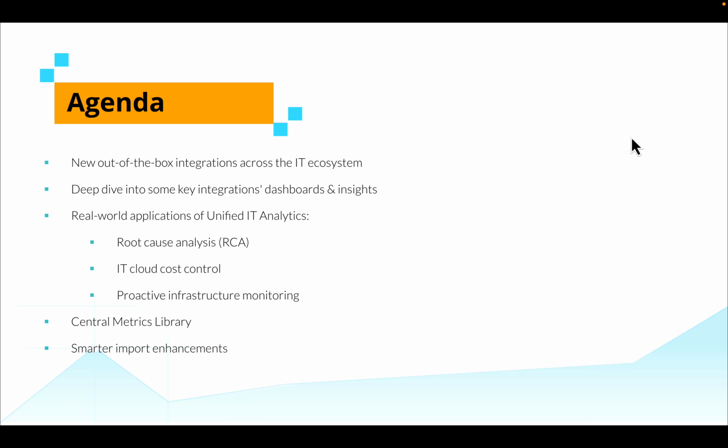After that, we'll switch gears and dive into one of the standout features in the 6.0, the brand new Central Metrics library. I'll show you how this library simplifies KPI creation, promotes consistency, and helps you reuse metrics across multiple reports. Towards the end, we'll quickly skim through some of the other key enhancements, especially in the area of data import, designed to improve performance and scalability.